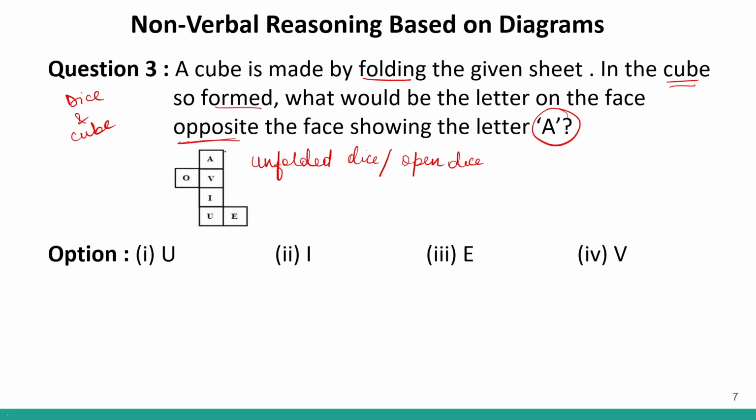Now, if I look at this dice, whenever you get a question like this, on folding, A, V and O will be adjacent to each other. Similarly, I, U, E will be adjacent to each other. And upon folding, A and I will be opposite to each other. So just imagine a dice or a cube. If you fold it, A and I will be opposite to each other. So option number 2, I will be the correct answer.